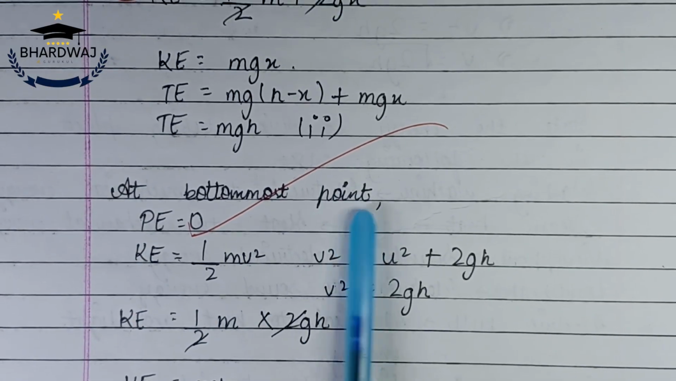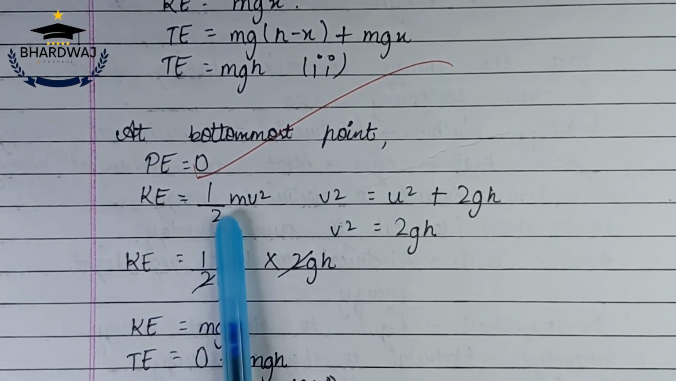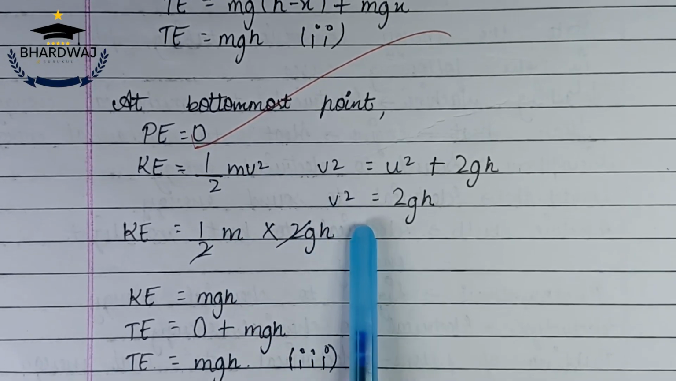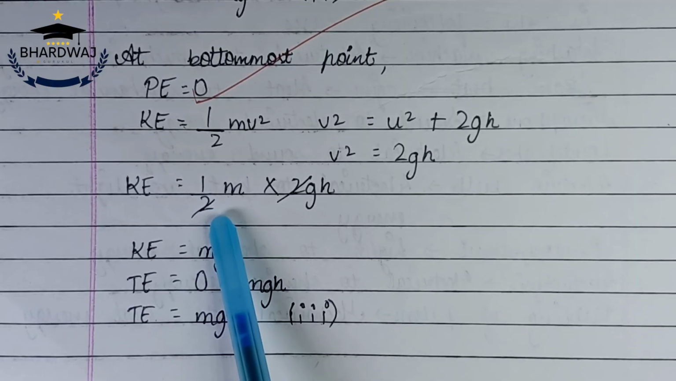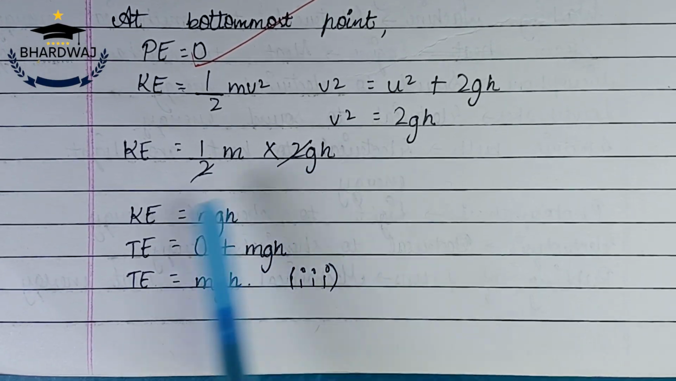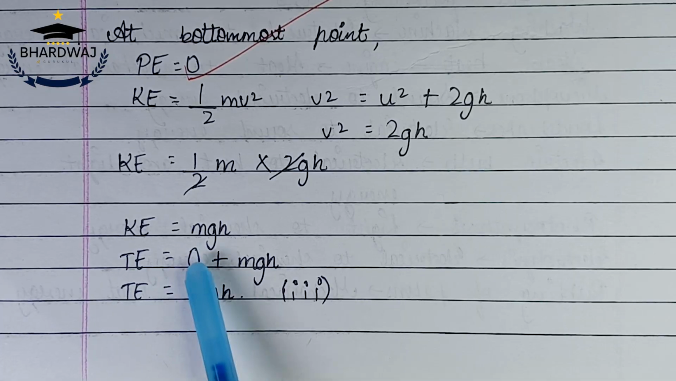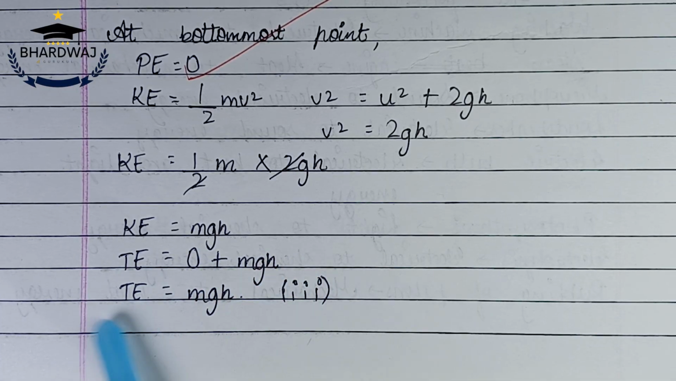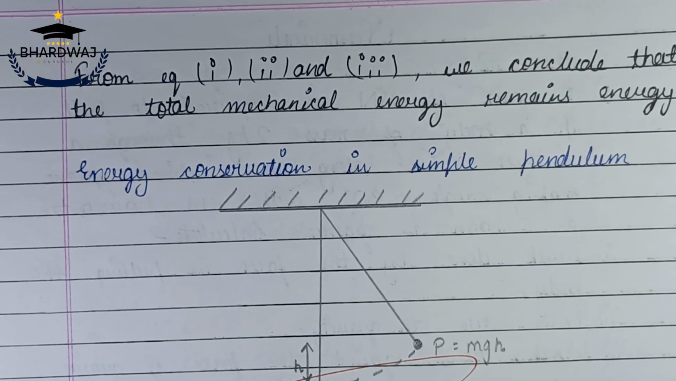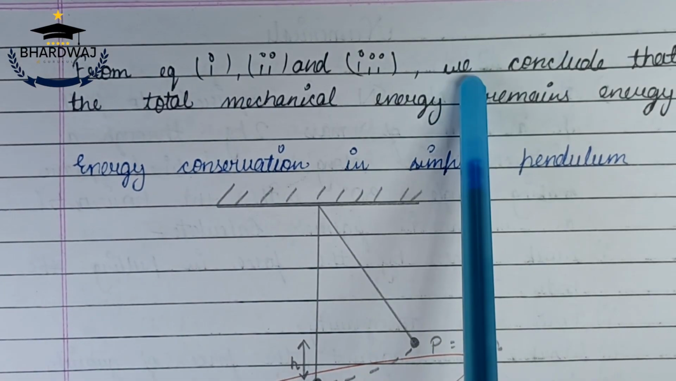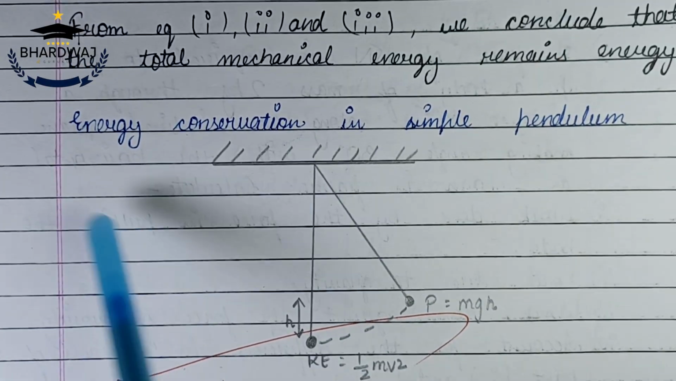At bottommost point, potential energy equals 0. Kinetic energy equals 1 by 2 mv square. v square equals 2gh. Putting values, kinetic energy is 1 by 2 m into 2gh. So kinetic energy equals mgh. Total energy equals 0 plus mgh. So total energy in the third part is mgh. So from equations 1, 2 and 3, we conclude that the total mechanical energy remains conserved.